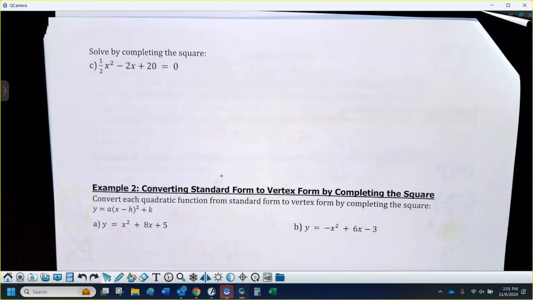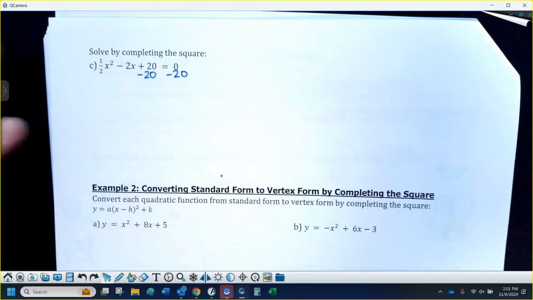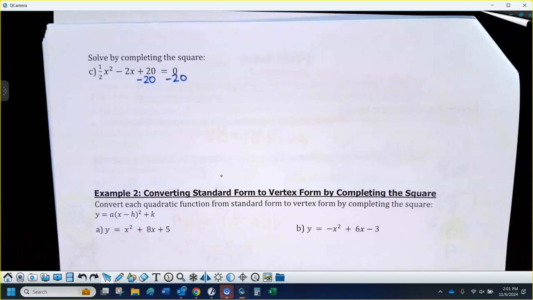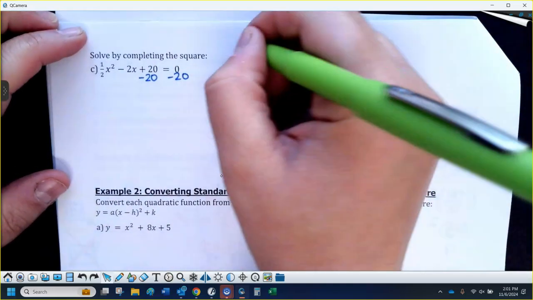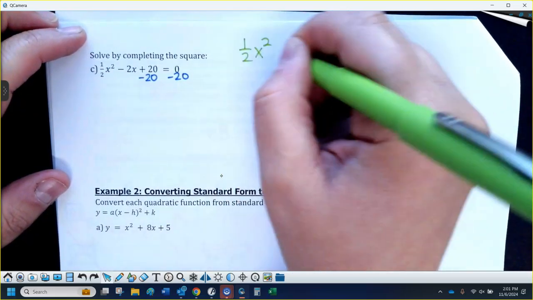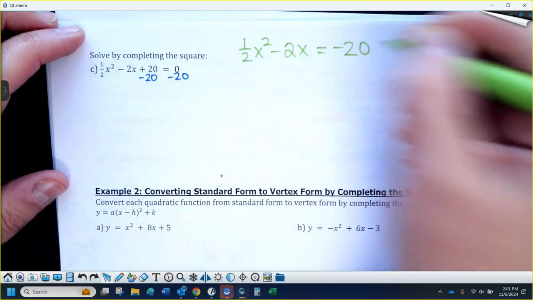Alright, I'm going to have you do one more of these. And this one I did not nicely set up with the quadratic and linear term on the same side. So I'm going to have you do one thing before I take anything apart here. I'm going to move the 20. Just going to subtract it real quick. So I want the quadratic term and the linear term on one side. Any other plain numbers, just move them to the other side of the equation. Alright, so I've got 1/2 x squared minus 2x equals negative 20.